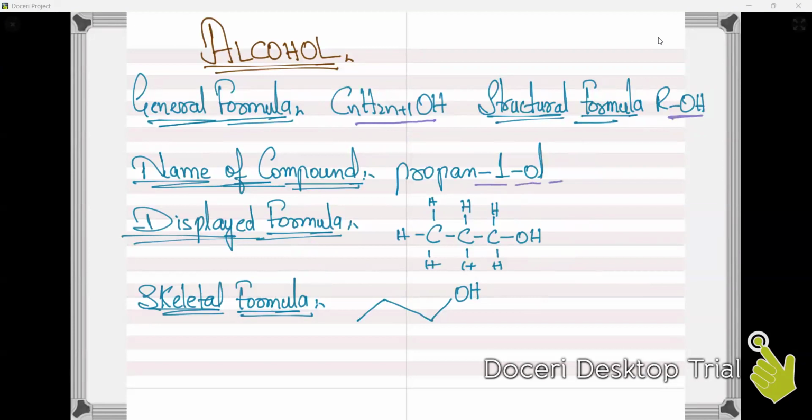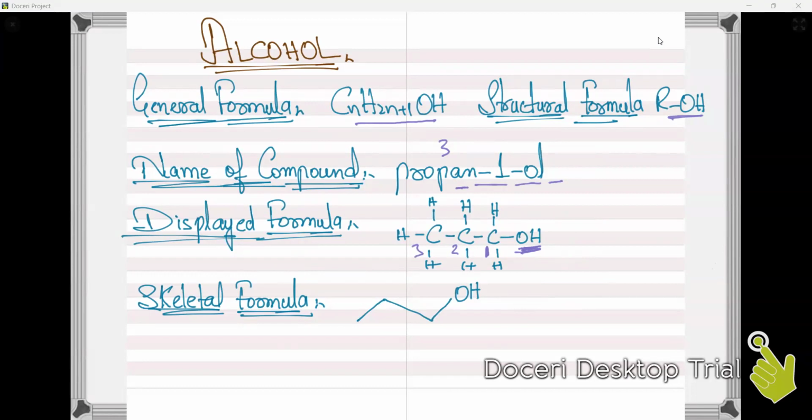That's how you write it. Propane represents the number of carbons. If it's propane, how many carbons are there? Three carbons are there. One means that this OH group is attached to the first carbon. If you see my IUPAC video, then you will get to know more about it. Whenever the functional group is attached, we start giving the numbers from there. So if the functional group OH is attached to a carbon, then this will be known as the first carbon, then the second carbon, then the third carbon.